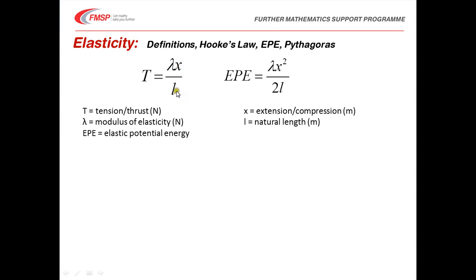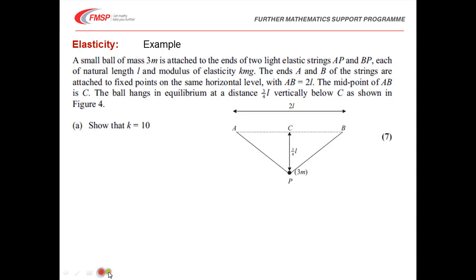So meters in the top line and meters in the bottom line here, effectively those dimensions cancel each other out, which means that lambda is measured in newtons, so modulus of elasticity here measured in newtons, and lambda measures the force required to double the length of a spring or string. We're also going to be using elastic potential energy today, and elastic potential energy measures the energy in joules that's stored in a stretched or compressed spring or in a stretched string, and you can see here that's given by lambda x squared over 2 times the natural length.